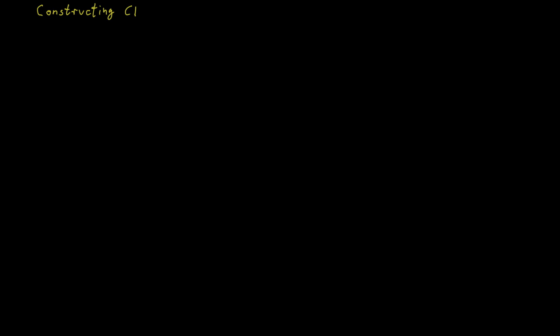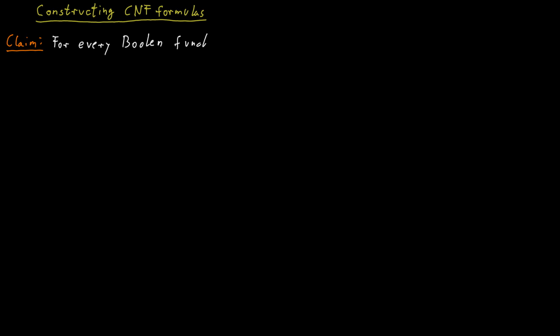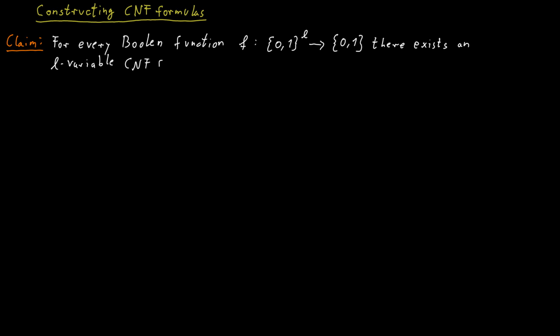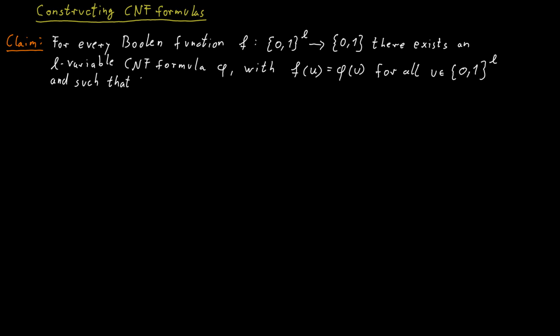For every Boolean function f in L variables, there exists an L variable CNF formula phi with f of u equals phi of u for all arguments u. And we can ensure that the size of the CNF formula phi is at most L times 2 to the L, where the size of a CNF formula here is measured as the number of AND/OR symbols that are contained in the CNF formula.